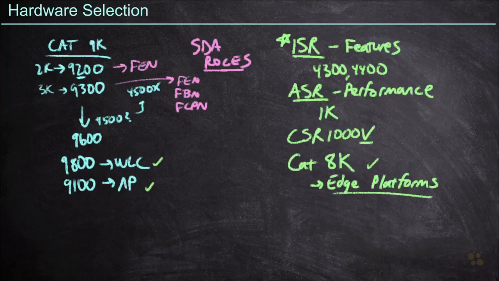Now, when it comes to routers inside an SDA environment, these devices are only going to be available as fabric border nodes and fabric control plane nodes.